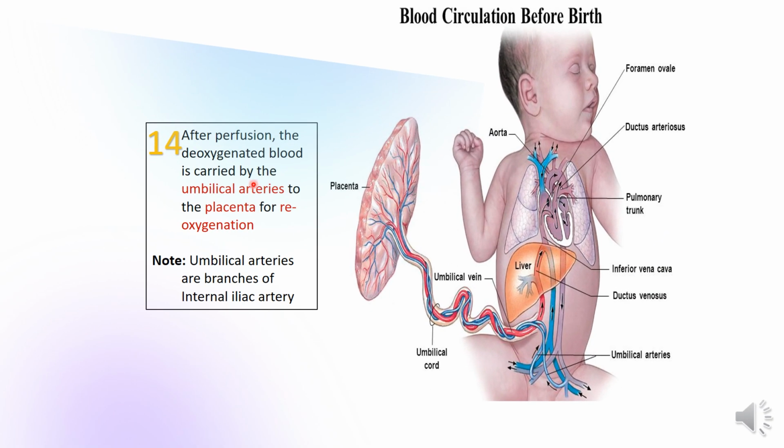After perfusion, the deoxygenated blood is carried by the umbilical arteries to the placenta for reoxygenation. So they repeat the cycle. For information, the umbilical artery in the fetus is a branch of the internal iliac artery.